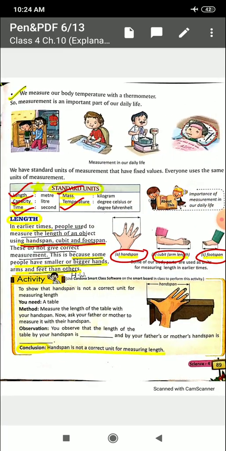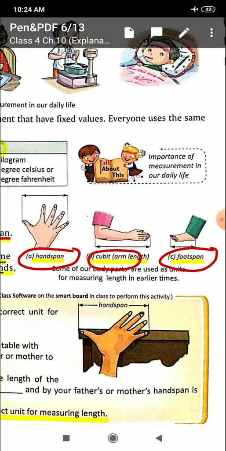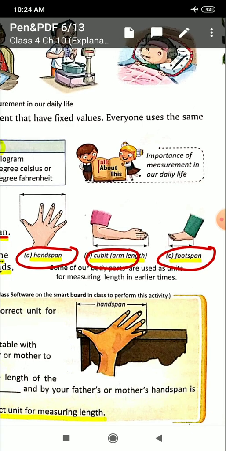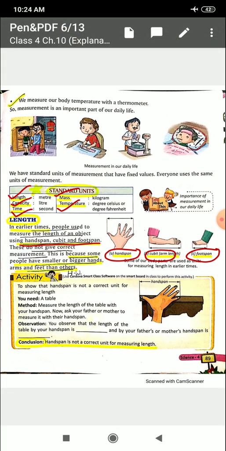So when we discuss length, hand span, cubit or foot span, these are the ancient instruments, or you can say the non-standard units to measure length, which will not give the correct or accurate measurement, because the size of the arm and feet, or you can say the arm and leg, varies from person to person. After that, nowadays we have the fixed or standard units to measure length, mass, capacity, temperature and time.